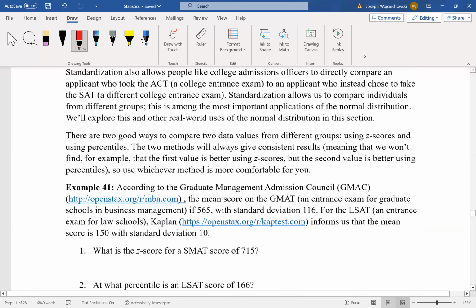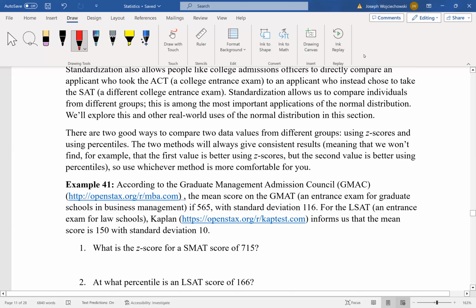So, there are two ways to compare two data values from different groups. We can use z-scores and we can use percentiles. These two methods will always give consistent results, meaning that they won't find, for example, that the first value is better using z-scores, but the second value is better using percentiles.